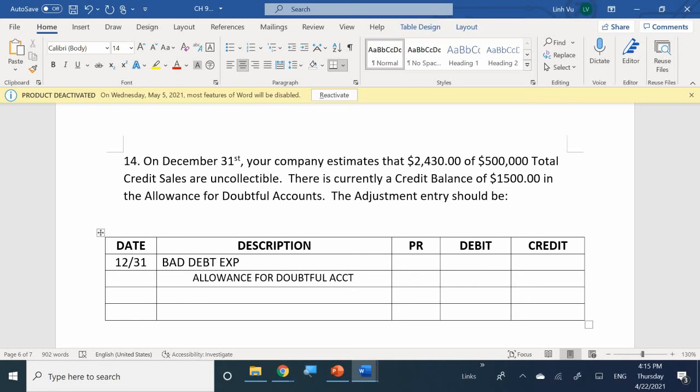Which appears only on the income statement. So in that point, the allowance for doubtful accounts and accounts receivable don't exist on those statements, and therefore we don't care about them. So in this case, all we care about is the estimated amount, which is $2,430.